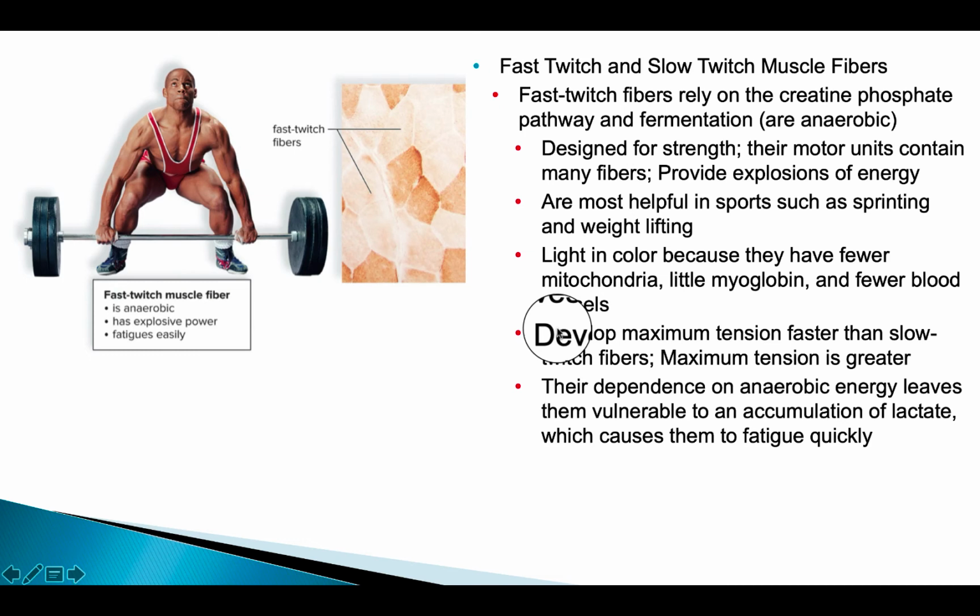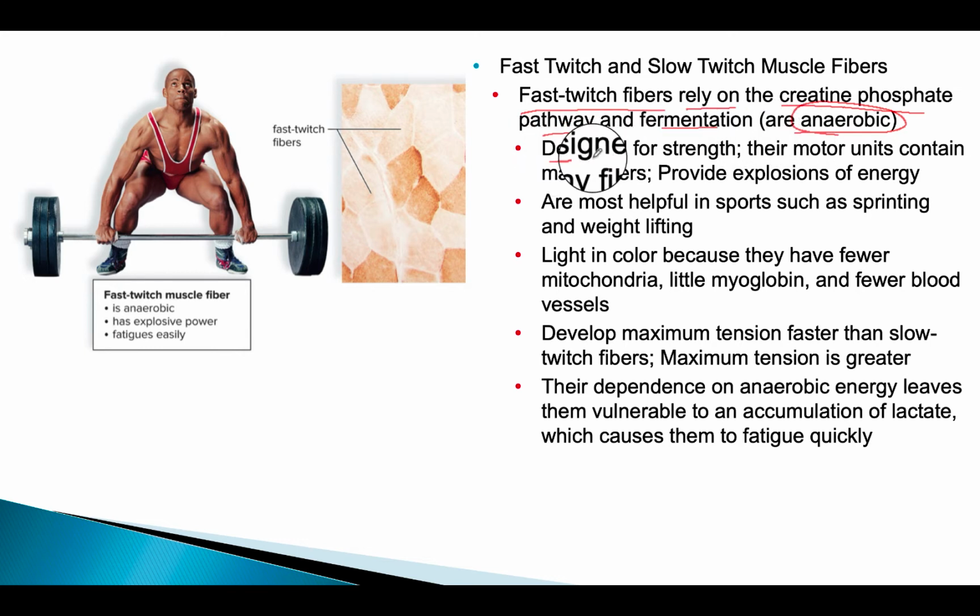Continuing on with our lecture here, this slide now shows us the difference between fast twitch and slow twitch muscle fibers. So what do we mean by fast twitch and slow twitch muscle fibers? When we're talking about fast twitch fibers, they rely on the creatine phosphate pathway and fermentation, meaning these muscles do not require oxygen in order to contract. And what are they designed for specifically?